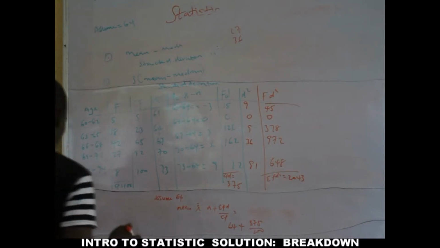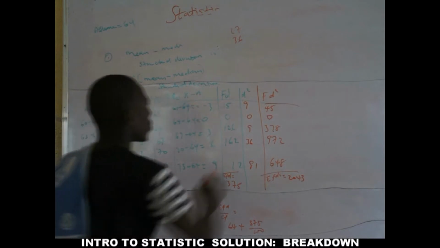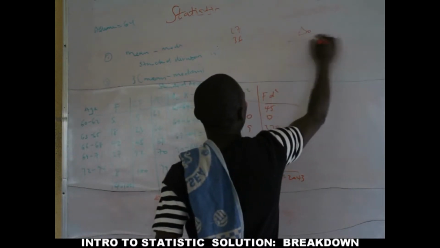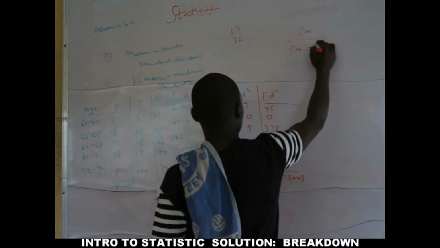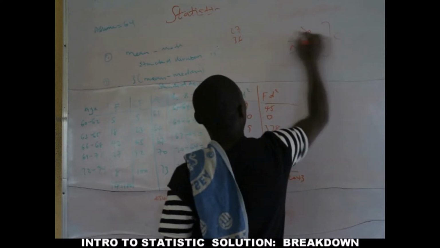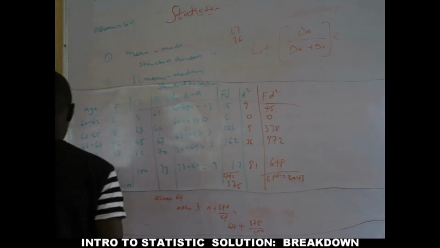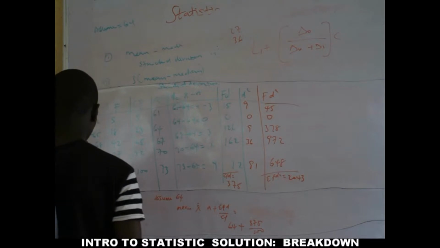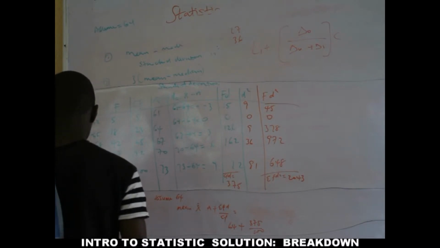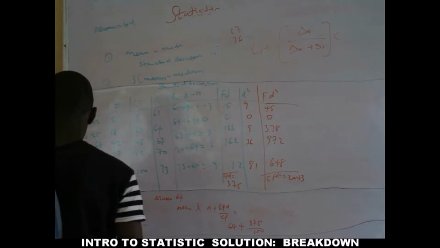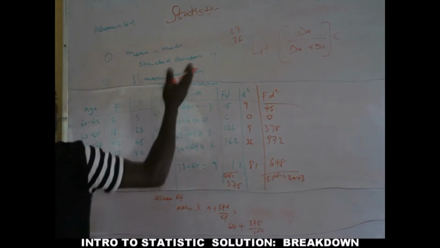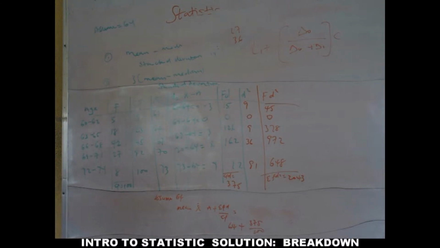And if you want to look at the mode, it says D0 over D0 plus D1, times the class interval, plus the lower class limit. That's the formula of mode. With this formula, you can derive your mode.